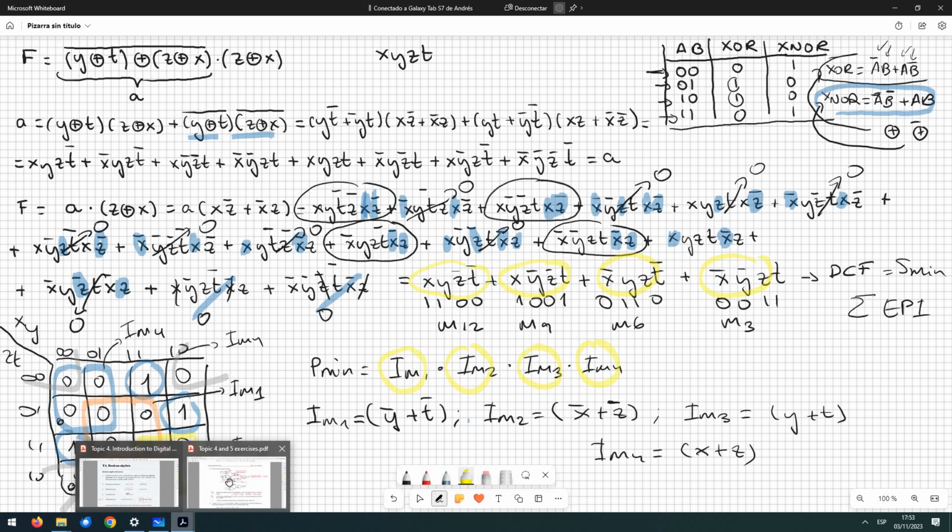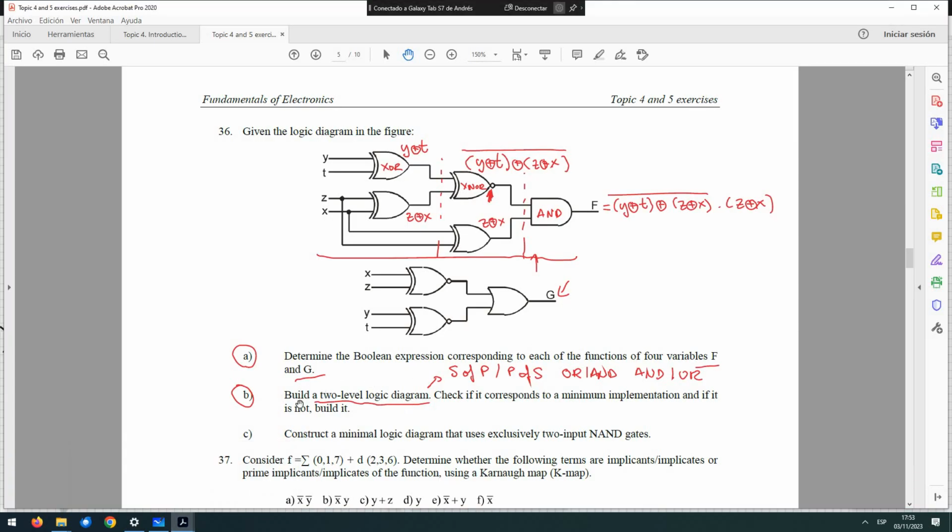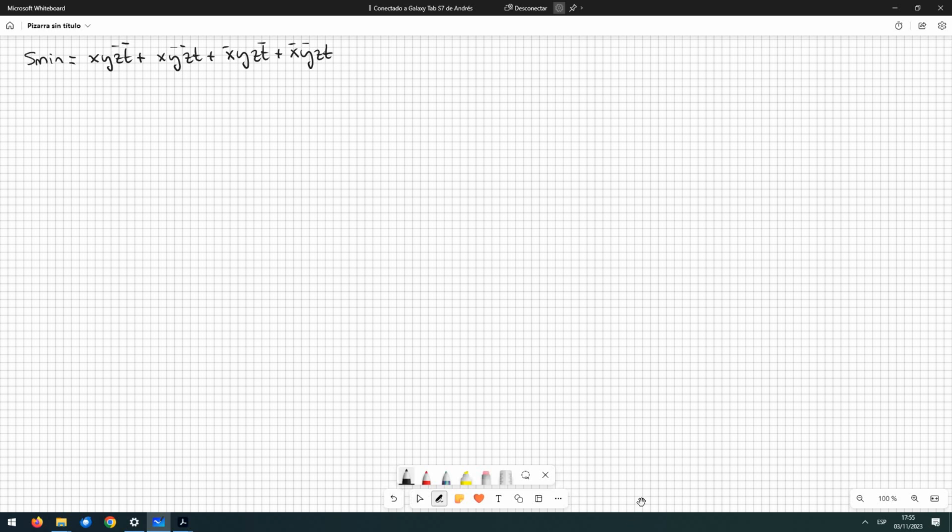So following with the exercise, we are going to build the 2-level logic diagram. And I'm going to use the minimal sum, for example. So this was our minimal sum, and we are going to build the logic diagram using 2 levels, AND and OR. The output level is going to be an OR gate, with 1, 2, 3, 4 inputs.